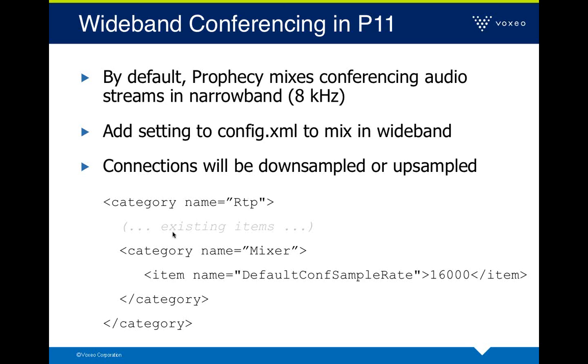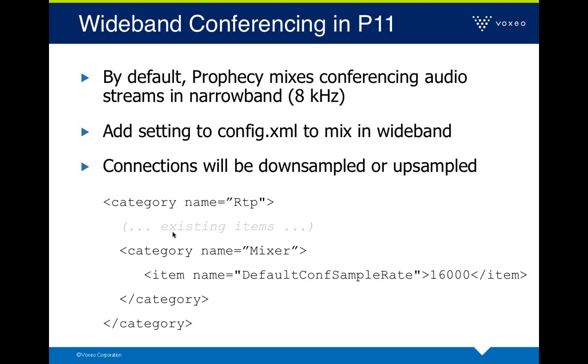Now, Prophecy's mixer is pretty sophisticated in this regard, and what it will do is either downsample or upsample the incoming connections to provide the mix that's necessary. So if you have primarily narrowband clients connecting in, it would mix it there, and then it would upsample it to put it out into the wideband, and vice versa.